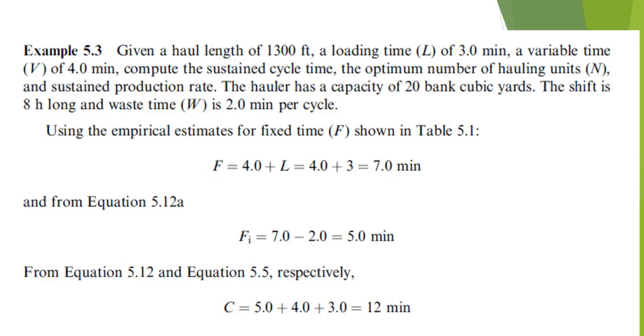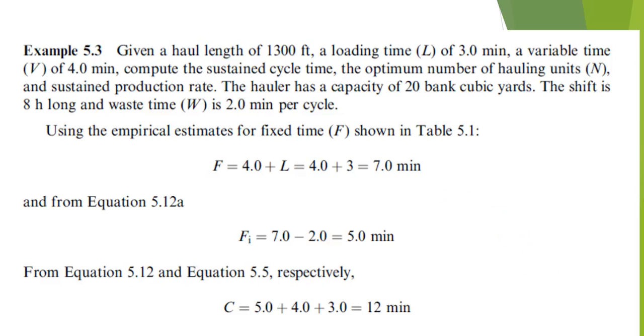And F then is 4 plus L equals 7 minutes. And then again, if we apply that to equation 5.12a, then we can take that waste time out of the fixed time and we get 5 minutes. And we're able to then calculate a total cycle time of 5 plus 4 plus 3 equals 12 minutes.